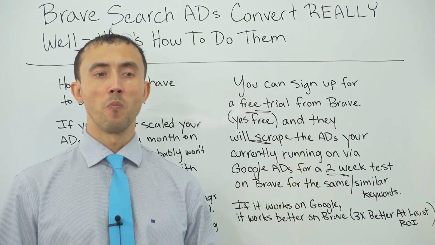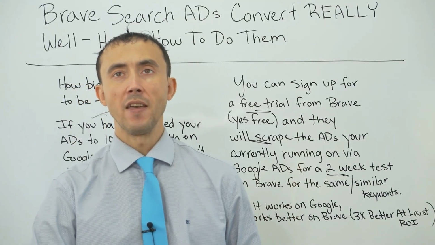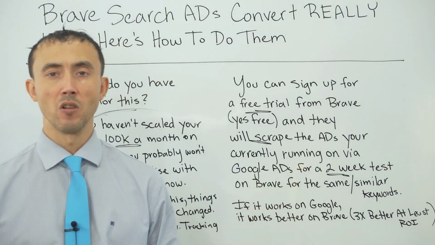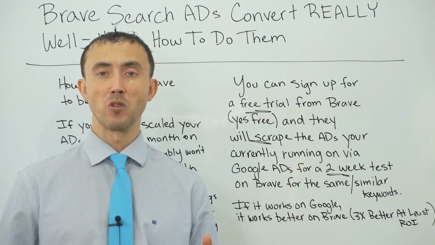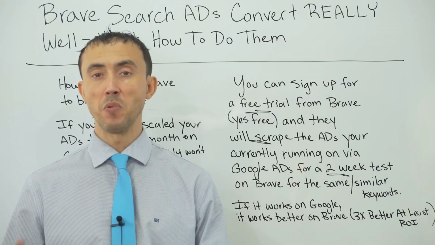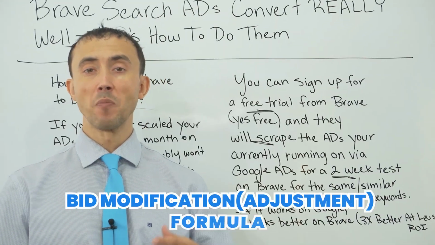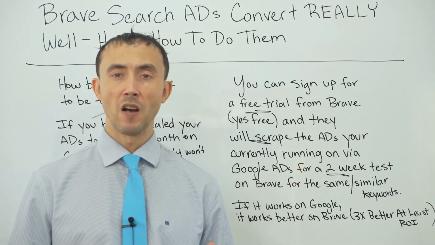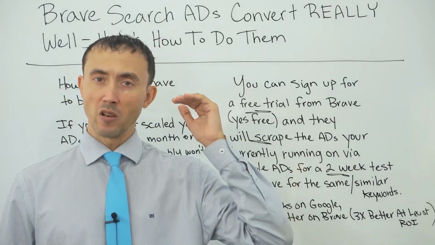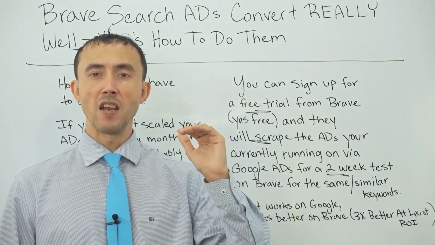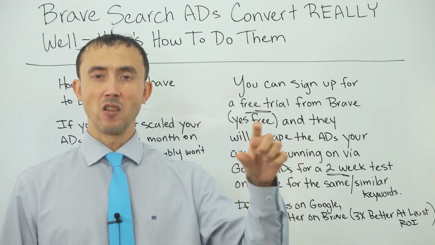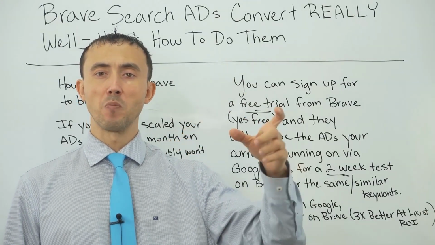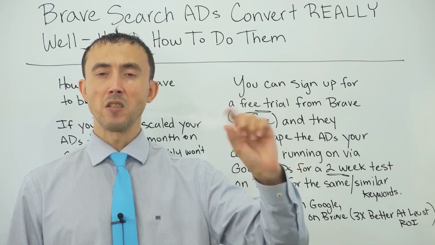Back in the day with Google, before the algorithm was so robust and smart bidding would actually beat manual bidding, the way we would get the best results out of Google Ads is we would use something called the bid modification formula. You can Google this, it's easy to find. You plug in your conversion on a keyword, divide it by the ad spend on that keyword, and put it in this formula, and it tells you how much your bid should be adjusted based upon how well you're converting.